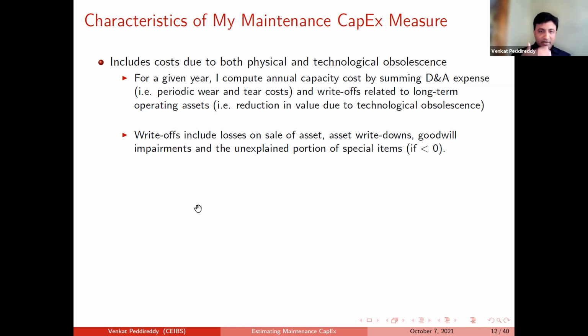So you have a periodic wear and tear cost, which is termed as the traditional mortality rate cost. And then you have the technological obsolescence represented by write-offs and impairments, right? So in write-offs, what do I include? I have the asset write-downs, I have losses on sale of assets, then you have goodwill impairments, and then there's this unexplained portion of special items. If it is negative, I include that in the write-offs as well.